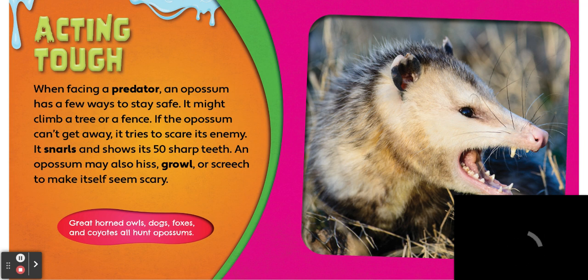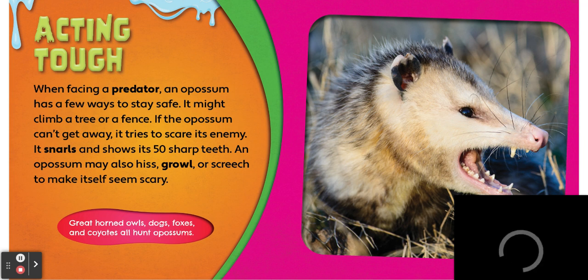All right, let's get into it. Acting tough. When facing a predator, a possum has a few ways to stay safe. It might climb a tree or a fence. If the possum can't get away, it tries to scare its enemy. It snarls and it shows its 50 sharp teeth. A possum may also hiss, growl, or screech to make itself seem scary.